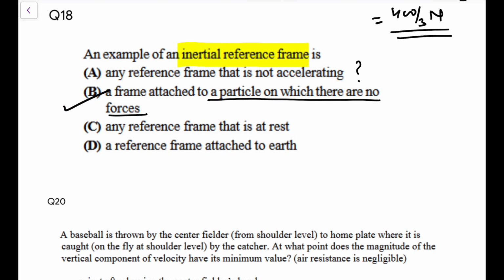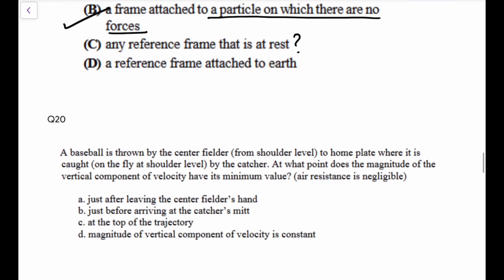Any reference frame that is at rest, again the question is with respect to whom. A reference frame attached to earth, ideally speaking, is never an inertial frame, so option B will be the answer. This is a question I used to ask our students for the last 12 years. Every batch we have taught, we have asked this question, and this is a very good conceptual question.